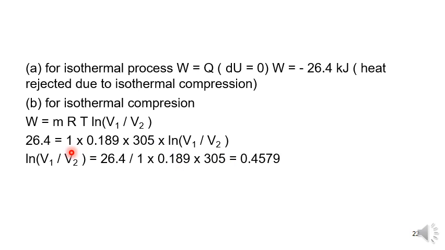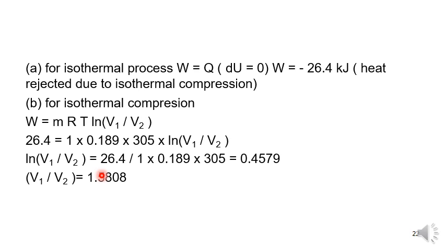We want the V1 by V2 value. So the ln comes to this side in exponential form: V1 by V2 is equal to e power 0.4579. Calculate that using a calculator and we will get V1 by V2 as 1.5808. But in the problem they asked to calculate the final pressure.